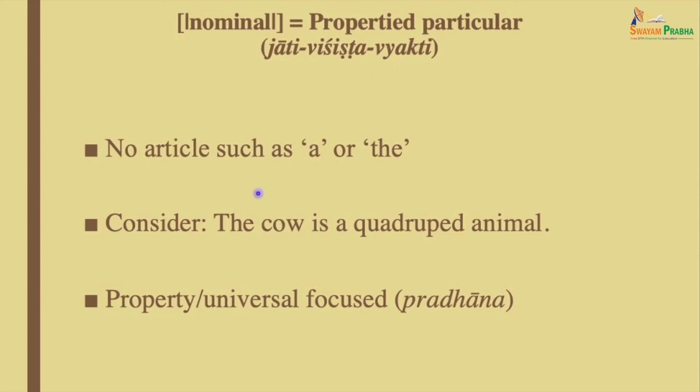For example, consider this sentence: the cow is a quadruped animal. In this, the speaker is not making a claim about an individual cow. Rather, they are commenting on every cow, which means anything having cowness, right? Gotvavachinna. This is the point. All things limited by cowness. And so in this case, it would be the property, the jati.